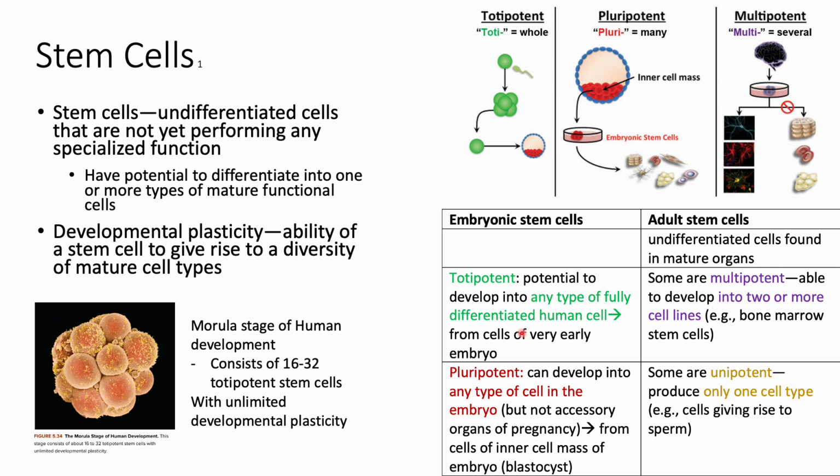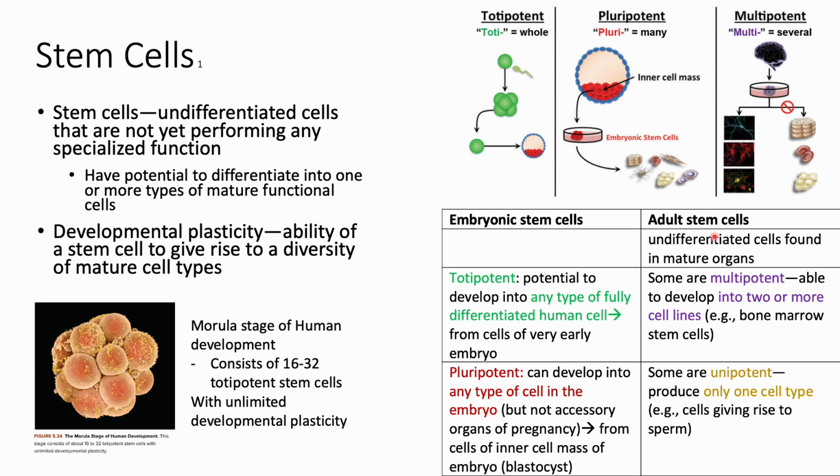We also have pluripotent embryonic stem cells. They can develop into any type of cells in the embryo, but not accessory organs of pregnancy. So they can't give rise to your placenta or anything like that. Where do we get them from? From the cells of the inner cell mass of the embryo, so from the blastocyst.